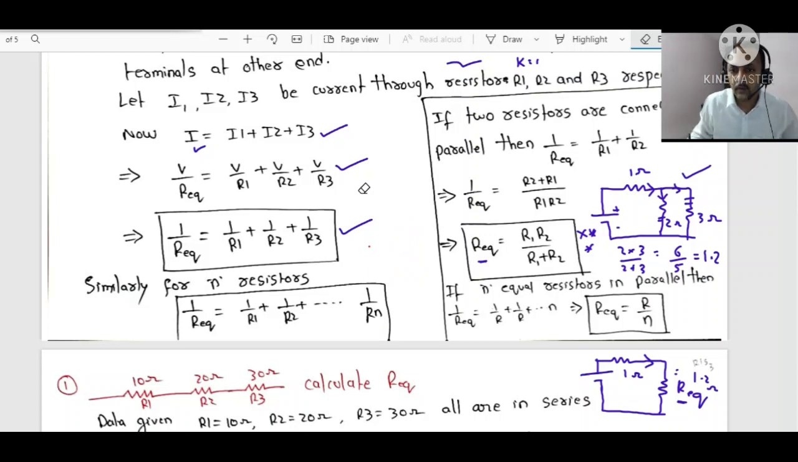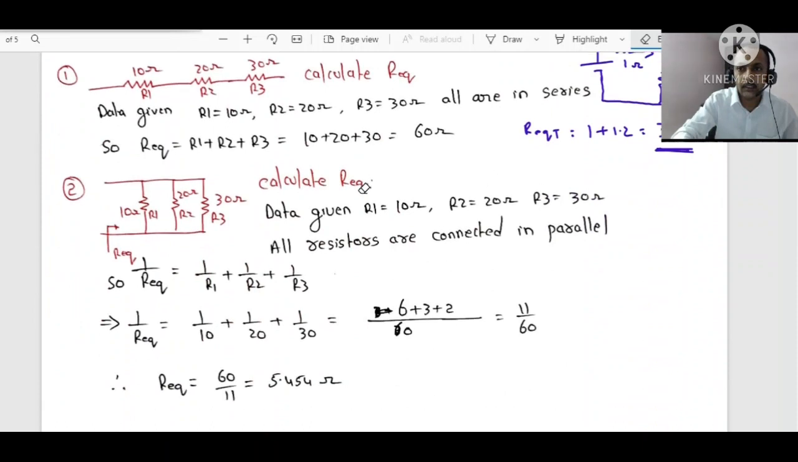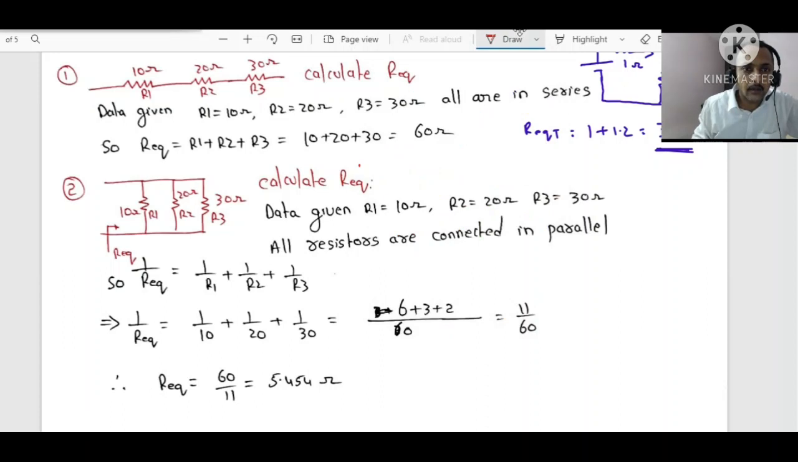Now let me do small problems. Whatever examples I discussed, we will go from a small simple example to the complicated examples, right? Observe, 3 resistors are there: R1, R2, R3, 10 ohms, 20 ohms, 30 ohms. All these are in series, the same current flows through the circuit. Now what will be the R equivalent? R1 plus R2 plus R3, 10 plus 20 plus 30, equal to 60 ohms.